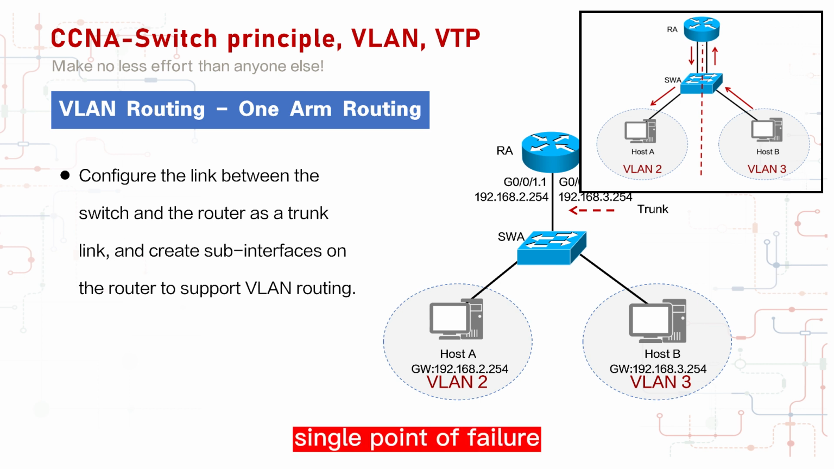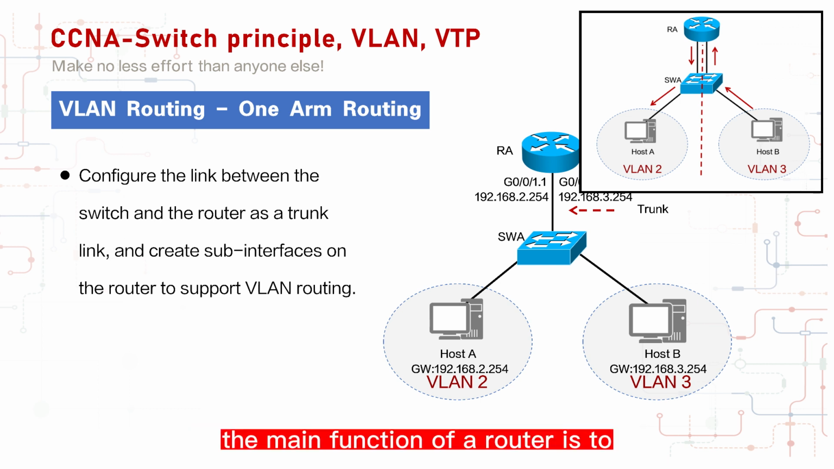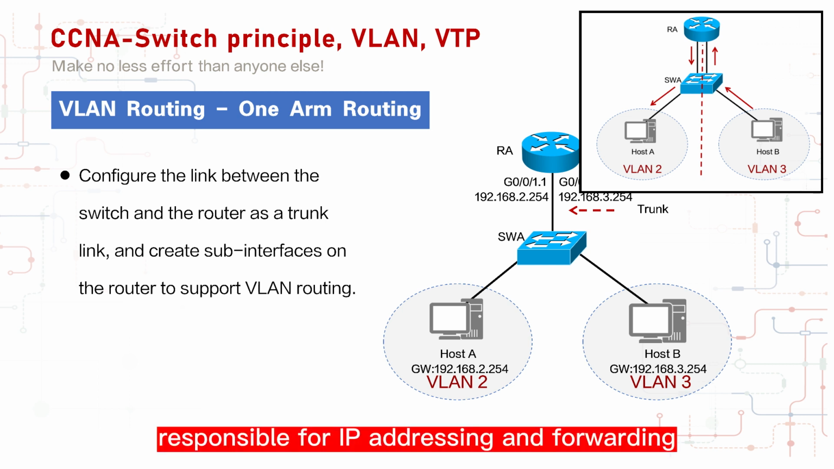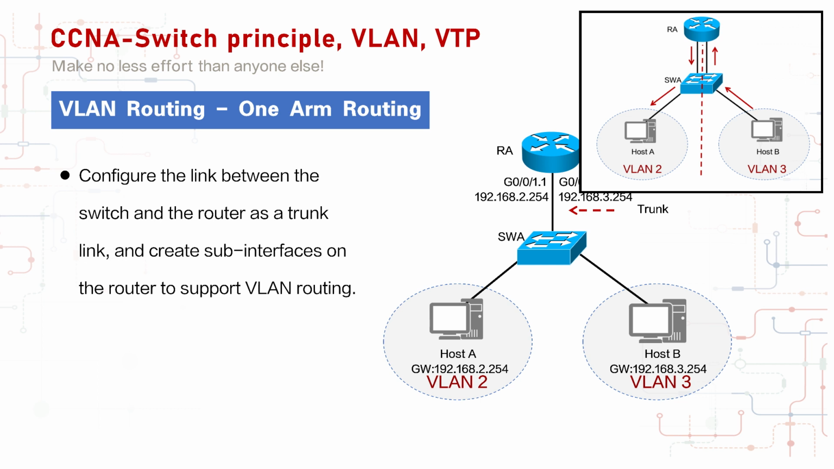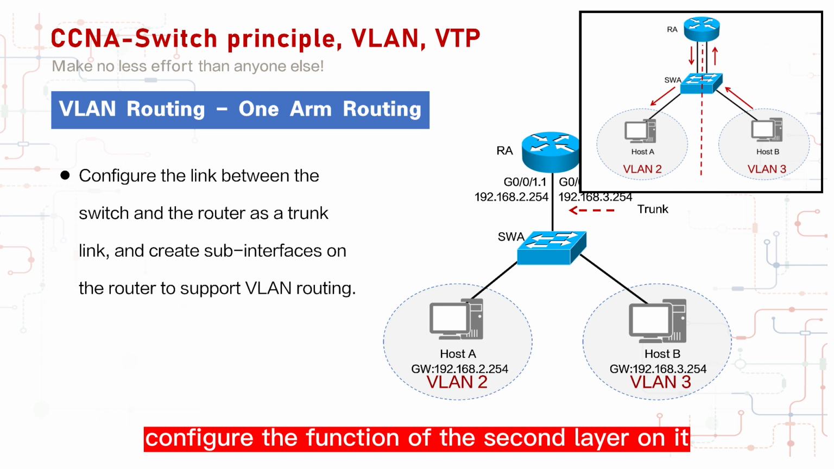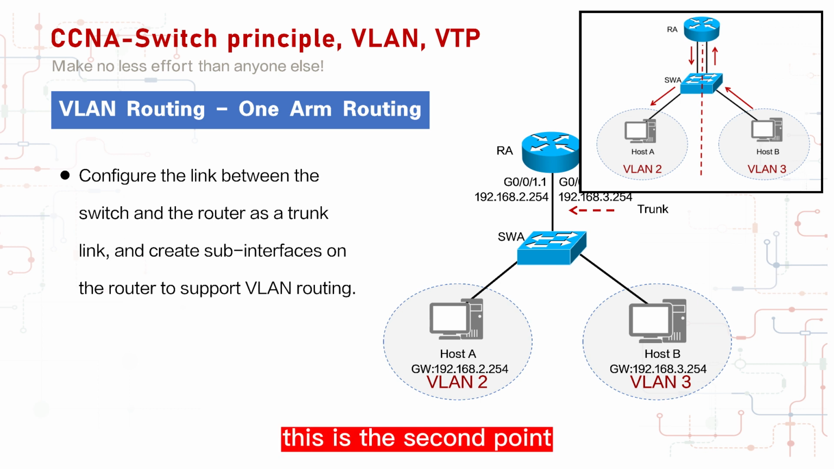This is the most important question: single point of failure. Second, for the router, there will be additional performance loss. The main function of a router is to be responsible for IP addressing and forwarding. In terms of layer 3, address forwarding is the router's own job. Tagging is not its job. Now we configure the layer 2 function on our router, so there will be some additional loss. This is the second point.